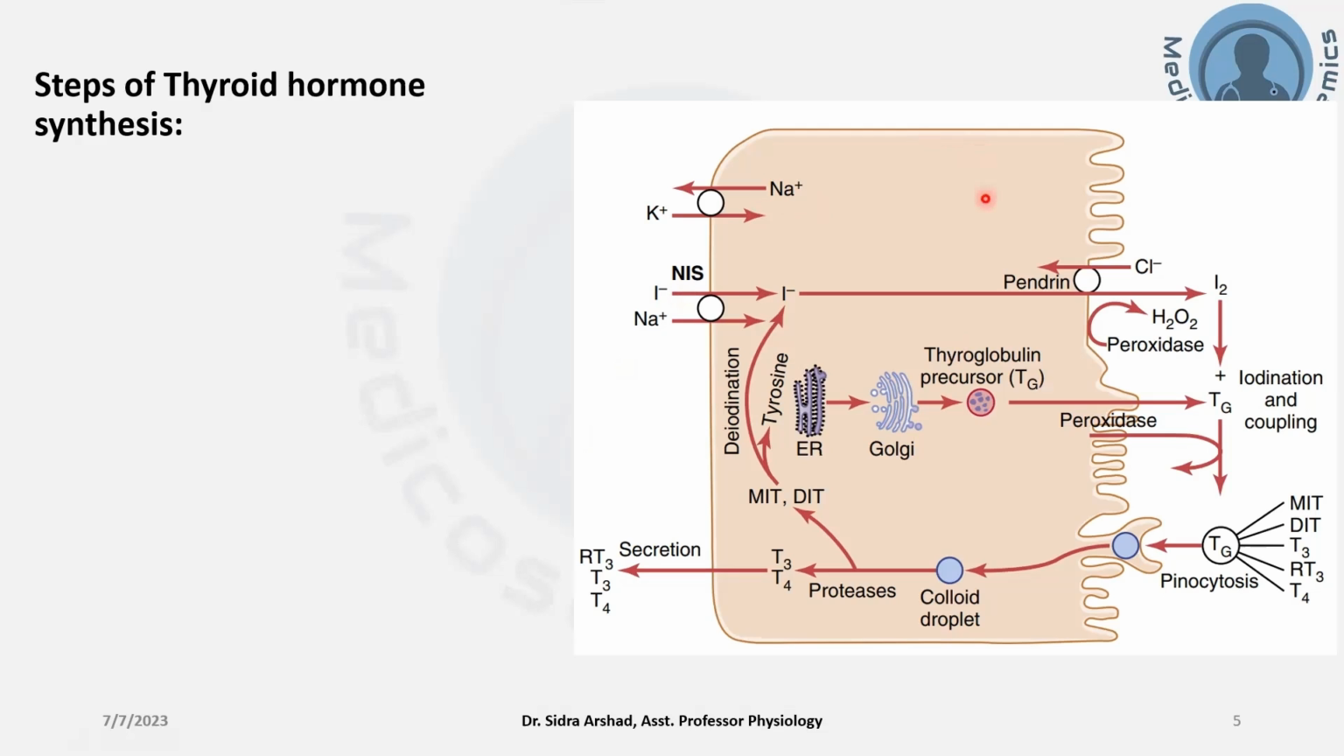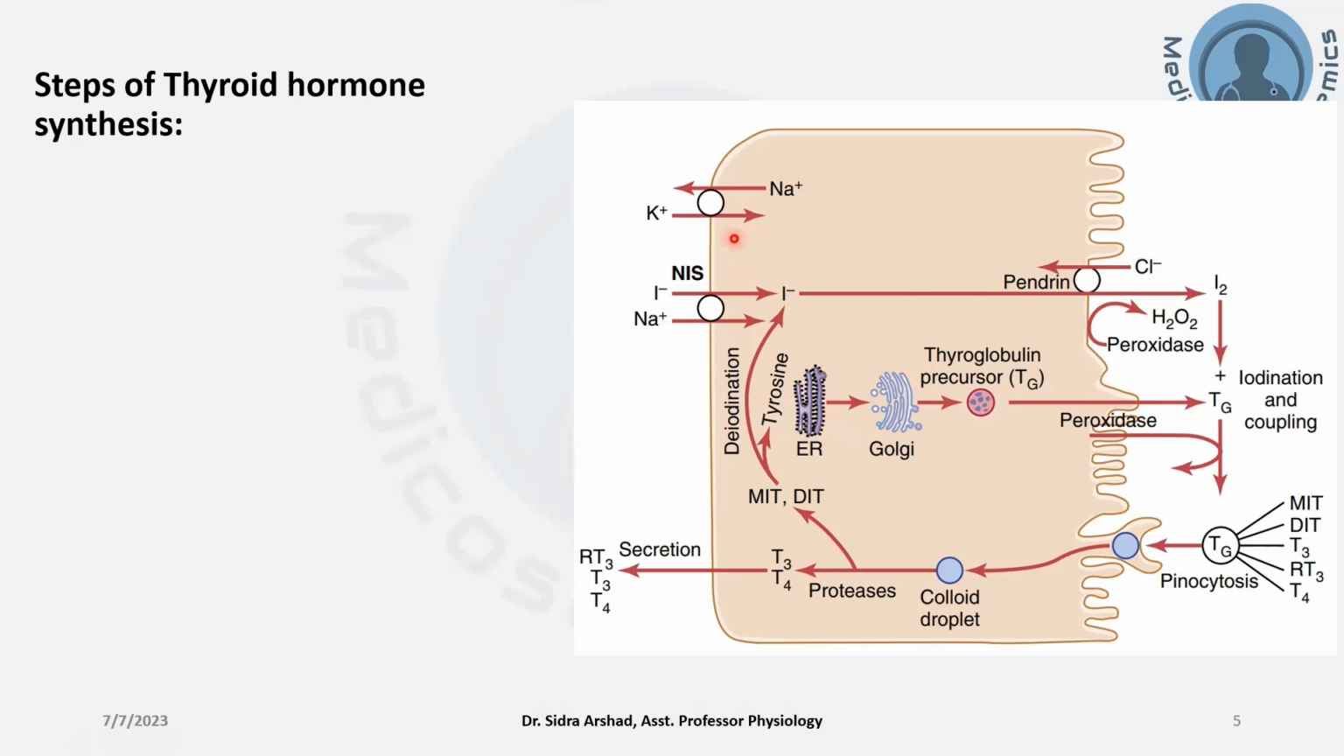Right here in this diagram, you can see the structure of a follicular cell. Follicular cell has two sides. The side which faces the colloid is known as the apical side, and the side which faces the blood vessels is known as the basal side. Determining the polarity of the cell is very important because there are certain transport mechanisms taking place on the apical side, and certain transport mechanisms taking place on the basal side. After you have determined the polarity of the follicular cell, we are going to begin with the steps.